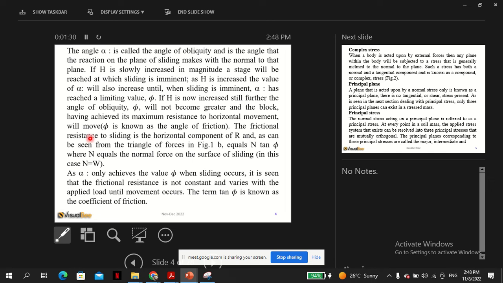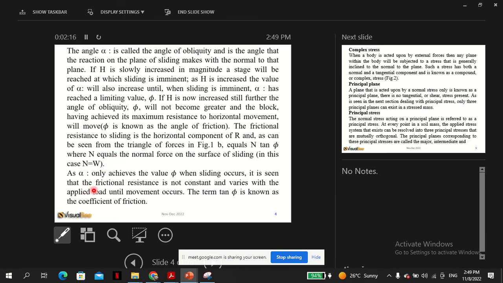So that's how to think of the property of these materials. It's like the strength of the material will have been exhausted, and there's nothing else but to fail. That's the analogy. So the frictional resistance to the sliding is the horizontal component of R, and as can be seen from the triangle of forces, equals N tan phi, where N equals the normal force on the surface of the sliding. In this case, N is W.